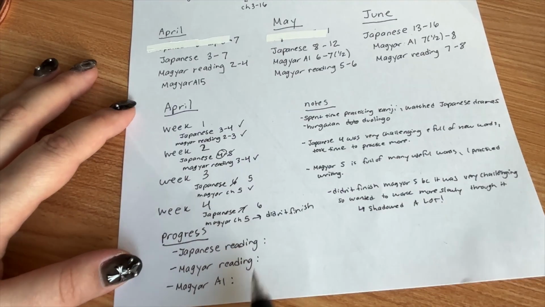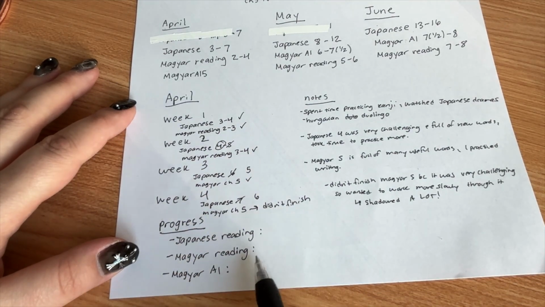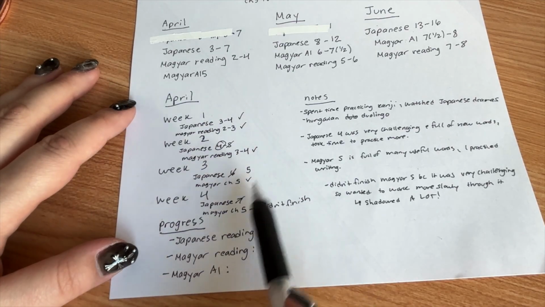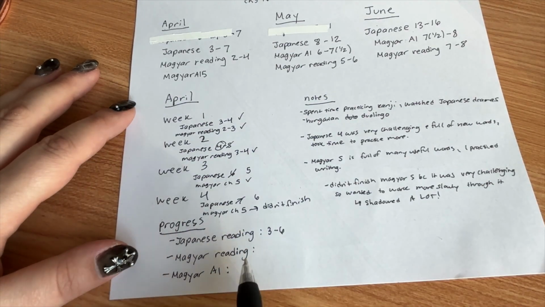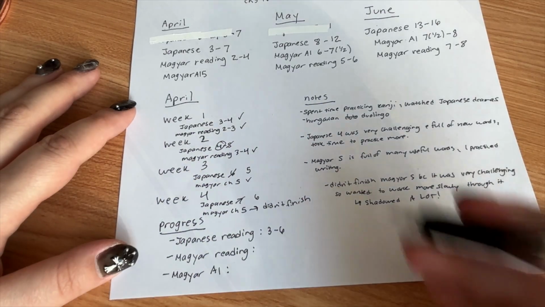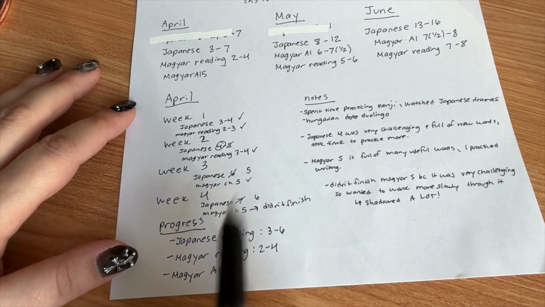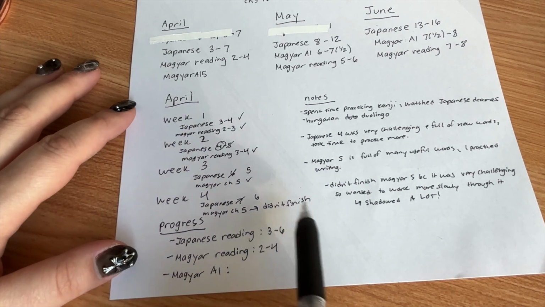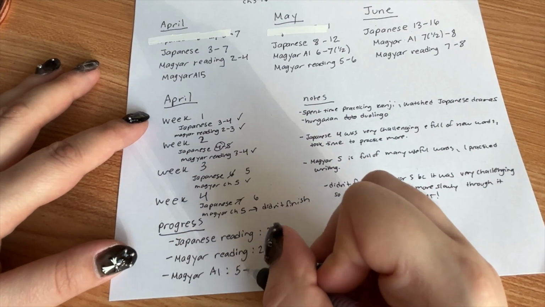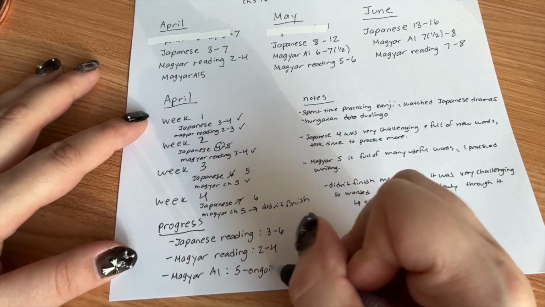And so under progress, I'm just going to write down what I actually did. So Japanese reading, I did chapter 3 to 6. Madara reading, let's see, I did it all. I just wanted to do 2 to 4, and I did that. And then for Madara, my A1 book, I just wanted to do chapter 5. I did it, but I didn't finish it. So I'm going to say 5 and then maybe ongoing.